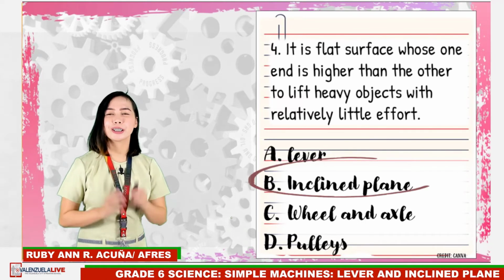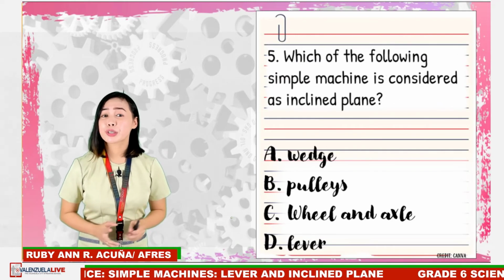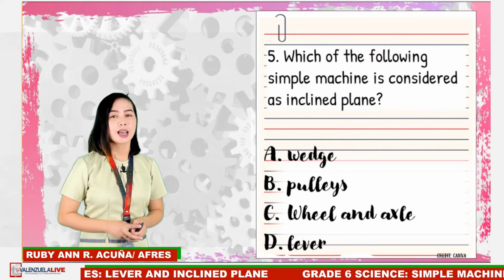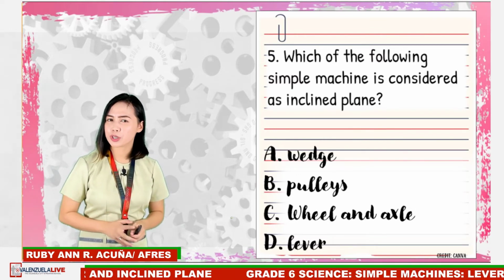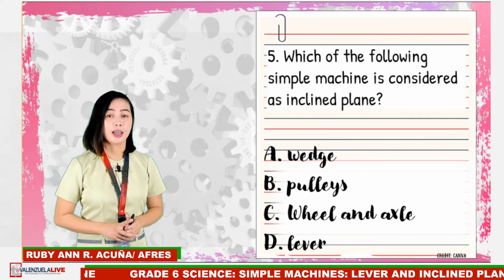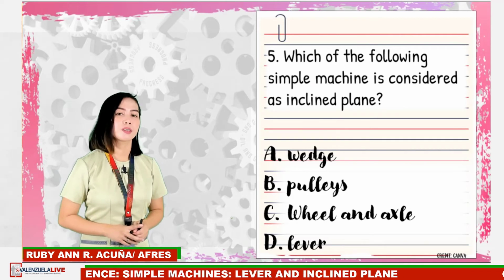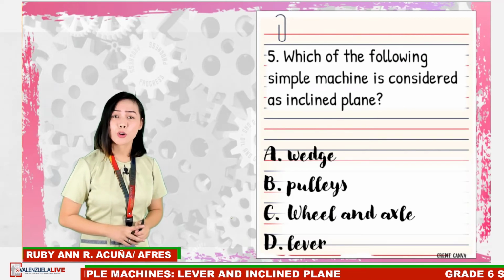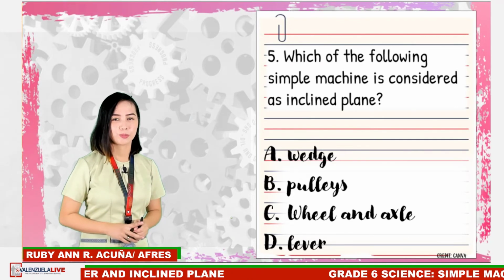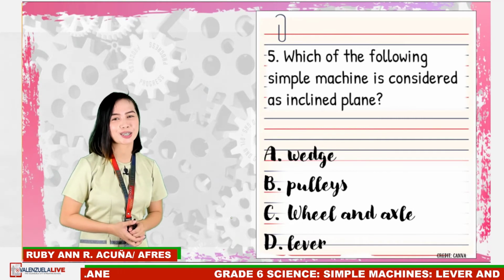And for our last question, which of the following simple machines is considered as an inclined plane? Is it A, wedge, B, pulleys, C, lever, or D, wheel and axle? Don't forget to comment down the letter of the correct answer.